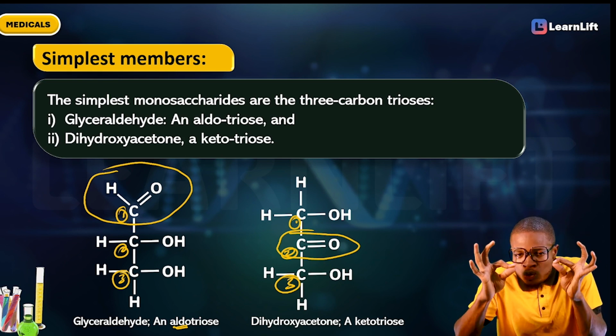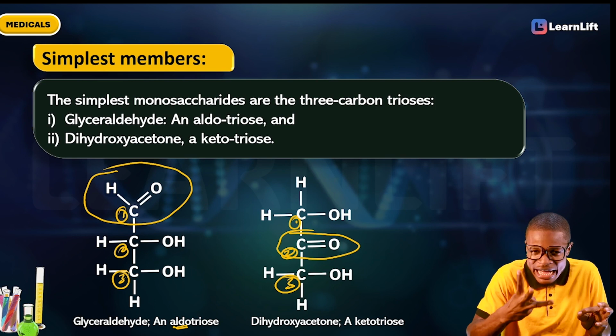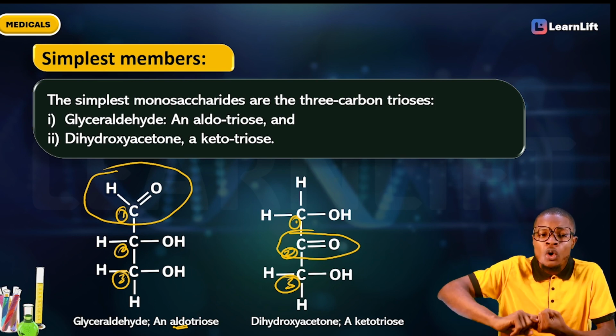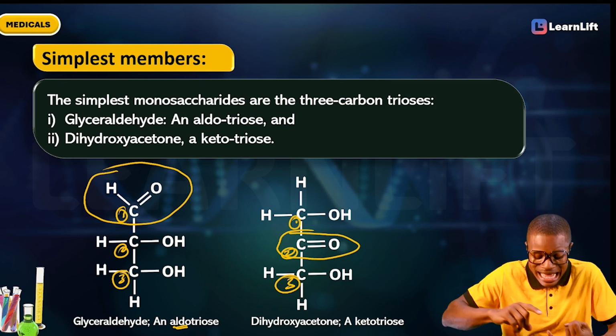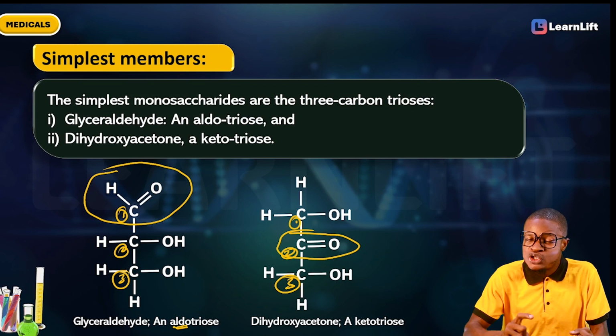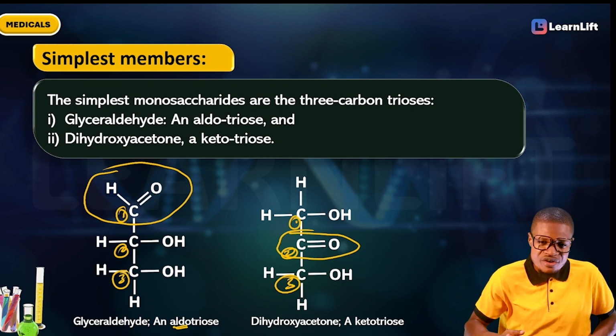The simplest monosaccharide. Please, how many carbon do they contain? 3 carbon. And we say they are the 3 carbon trioses. A good example is your glyceraldehyde, and glyceraldehyde is an aldotriose. And number 2 is your dihydroxyl acetone, which is a ketotriose. Don't play. It's very, very important.